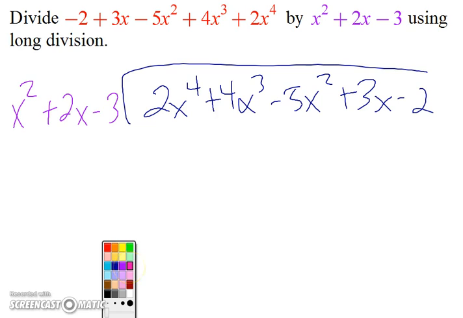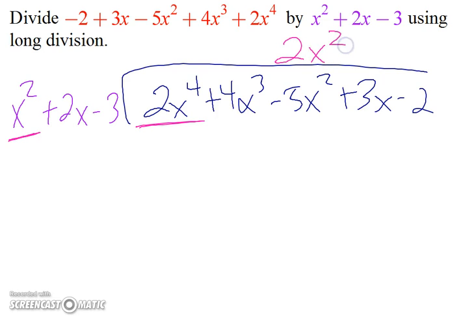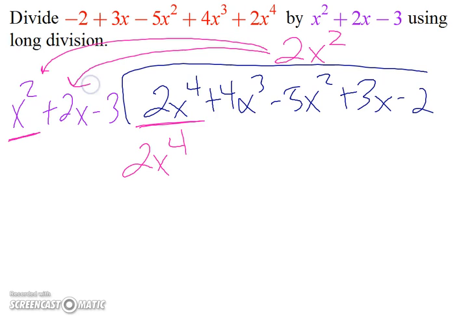Okay? So I'm going to start with x squared times what gives me 2x to the fourth. Well, x squared times what gives me x to the fourth, that's got to be another x squared. So I've got 2x squared. 2x squared times x squared gets me back to 2x to the fourth. 2x squared times 2x gives me positive 4x cubed, and 2x squared times negative 3 gives me negative 6x squared.